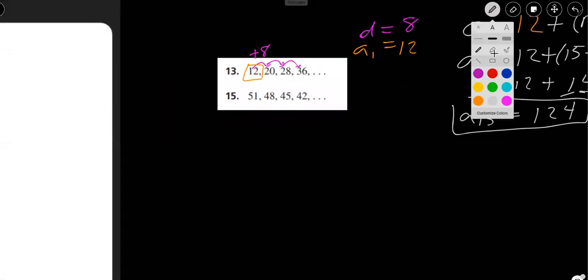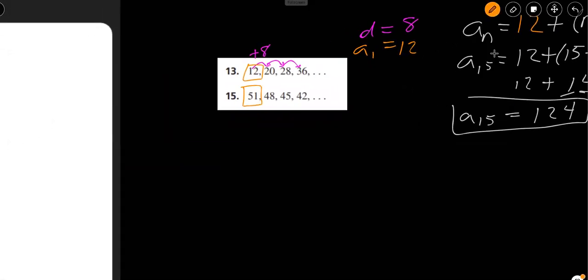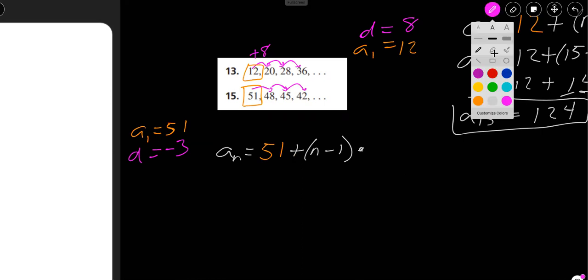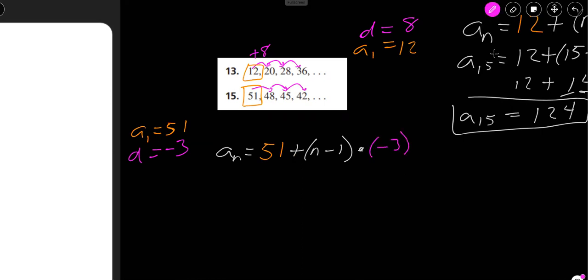So we can do the same thing for number 15. We find our A1 value. It's right there in plain sight. We find our difference value. It looks like every time I am subtracting 3, so my difference is -3. Now I build my rule. The value at position N is equal to starting value 51 plus, not D minus 1, N minus 1, there we go, times my D value, which is -3. I'm going to put that in parentheses because I've got that negative sign there. I don't want to confuse anybody. So I'm multiplying by -3.